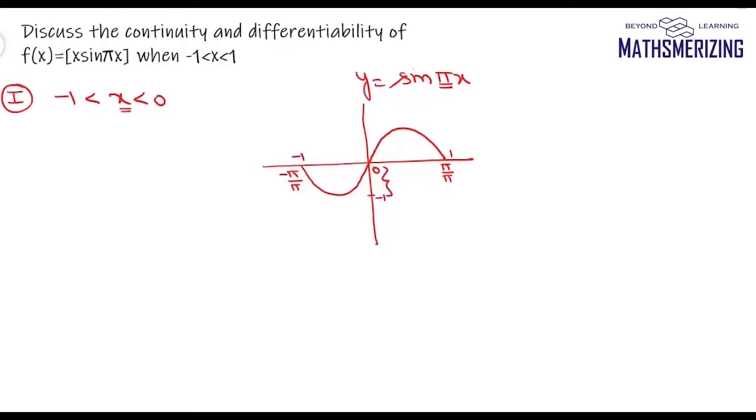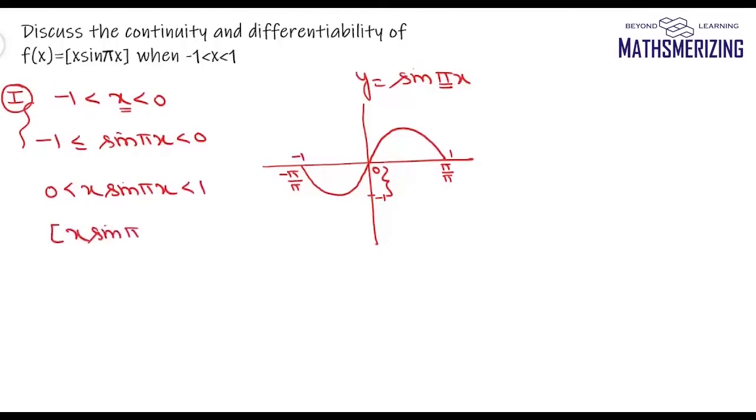So here I can say the value of sin pi x will also lie between minus 1 and 0. Now if I multiply them, when I'm multiplying two negative numbers, I'm bound to get a positive number. And because numerically their value lies between 0 and 1, their product will also lie between 0 and 1. So if I take their greatest integer function, x sine pi x, this value will always be 0.